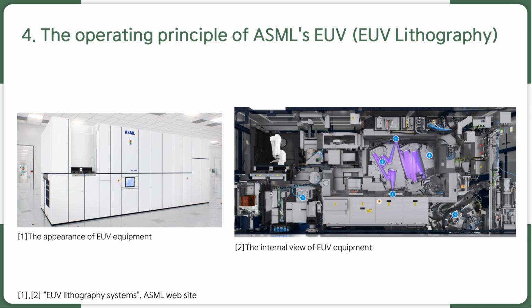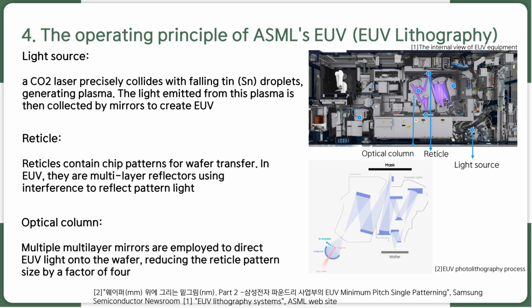Photolithography equipment has evolved toward using shorter wavelengths of light for improved accuracy. ASML's EUV equipment is a prime example of this advancement. This is the basic process of EUV equipment.